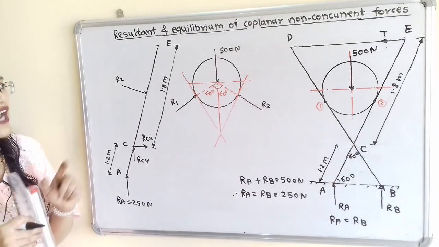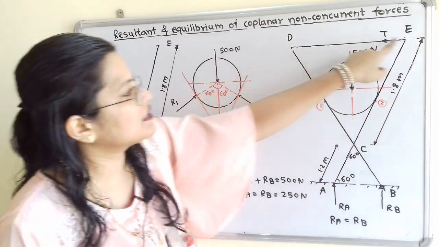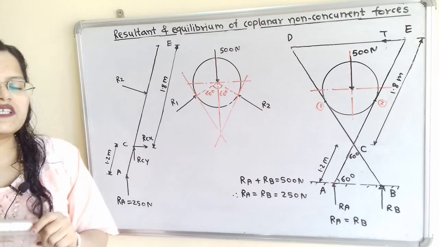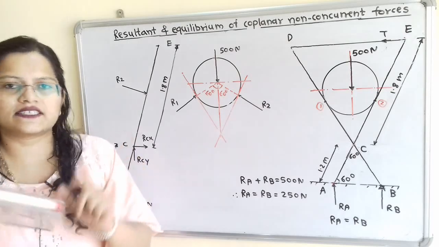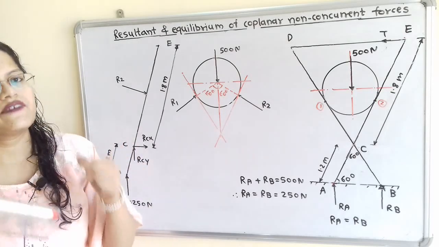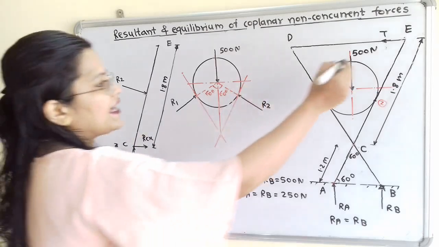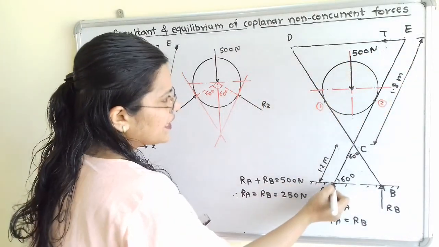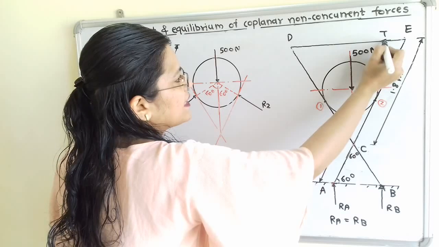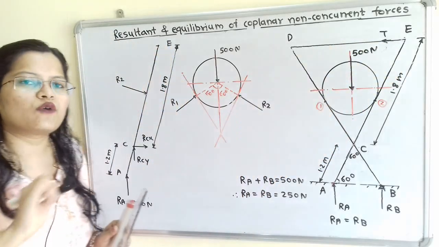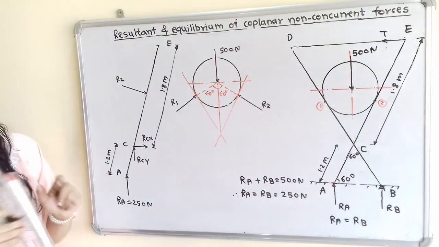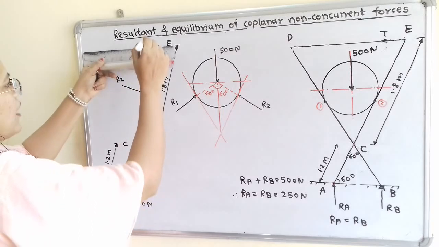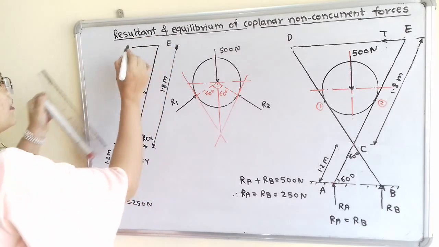We have to find out tension developed in the string DE. Now this string DE is extensible. So tension will be always in outward direction from this AE. So we have to show the direction of tension T in the outward direction, and we have to find out value of T. So I will show here tension T.